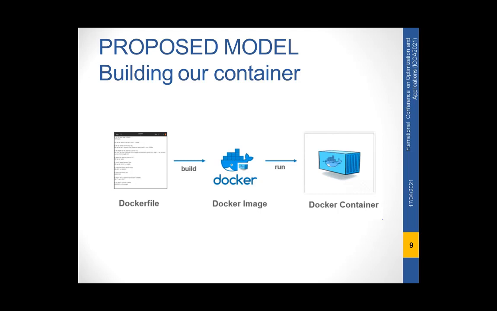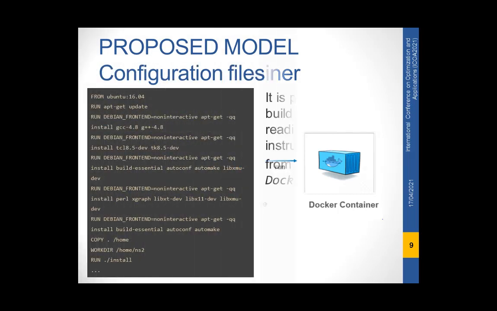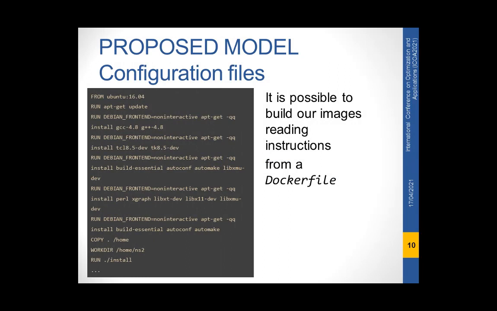So the first thing we must do is create a file named Dockerfile. Then we define in it the image that we are going to use as a base and the different instructions necessary for deploying the NS2 multiple interface multiple channel. When we use the configuration files, it is possible to build our images by reading instructions from the Dockerfile. This slide shows some lines from this file.